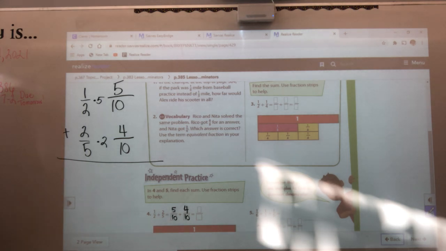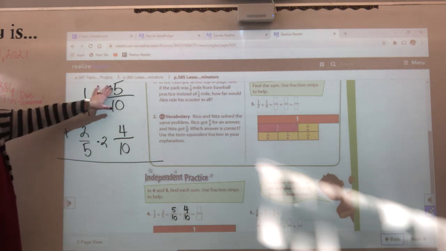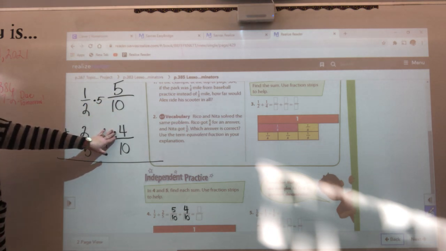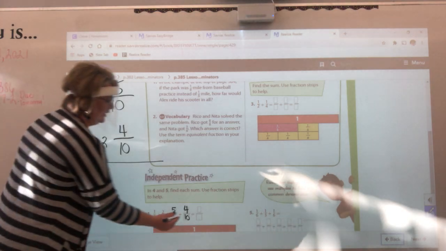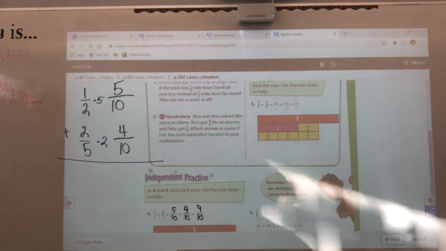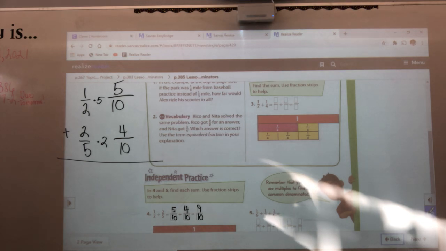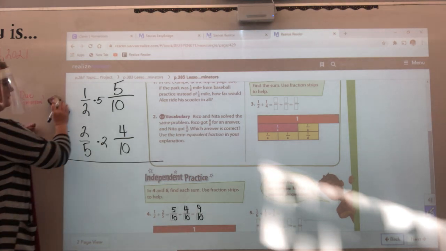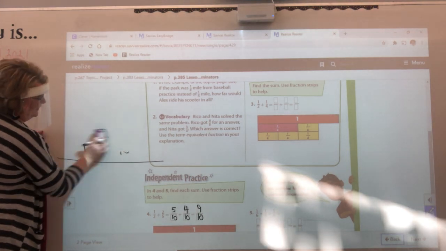So if I only add the tops and I leave the bottoms alone, 5 plus 4 would get me 9/10. There's your answer. 9/10. Only add the tops, leave the bottoms alone. Say it. Only add the tops, leave the bottoms alone. There we go. Okay, number 5.